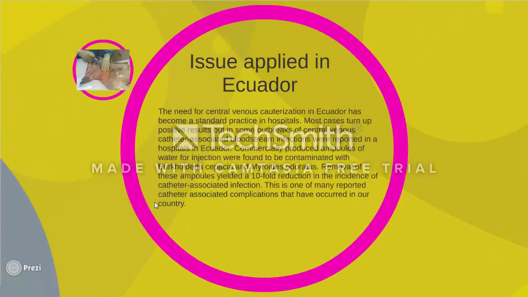The need for central venous catheterization in Ecuador has become a standard practice in hospitals. Most cases turn up positive results, but some outbreaks of central venous catheter-associated bloodstream infections were reported in a hospital in Ecuador. Commercially produced ampules of water for injection were found to be contaminated with Burkholderia and Marinanus odoratus. Removal of these ampules yielded a tenfold reduction in the incidence of catheter-associated infection. This is one of many reported catheter-associated complications that have occurred in our country.